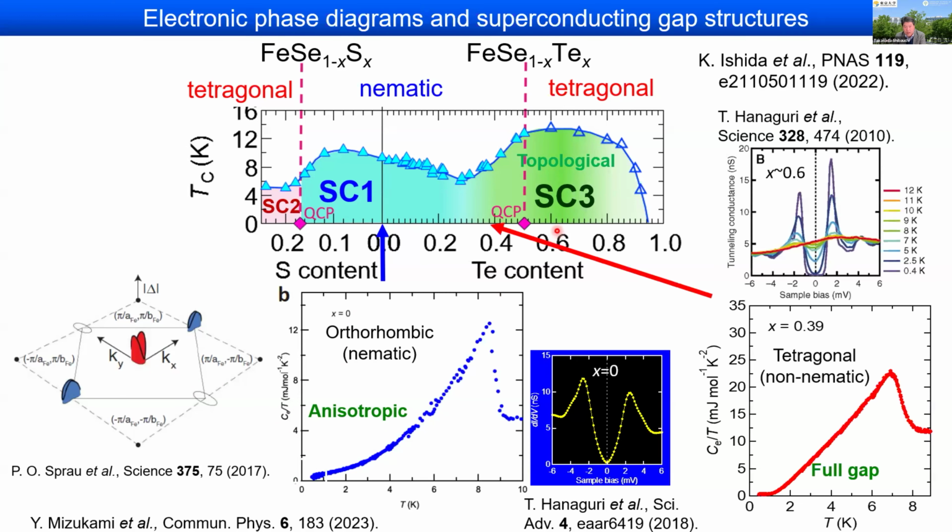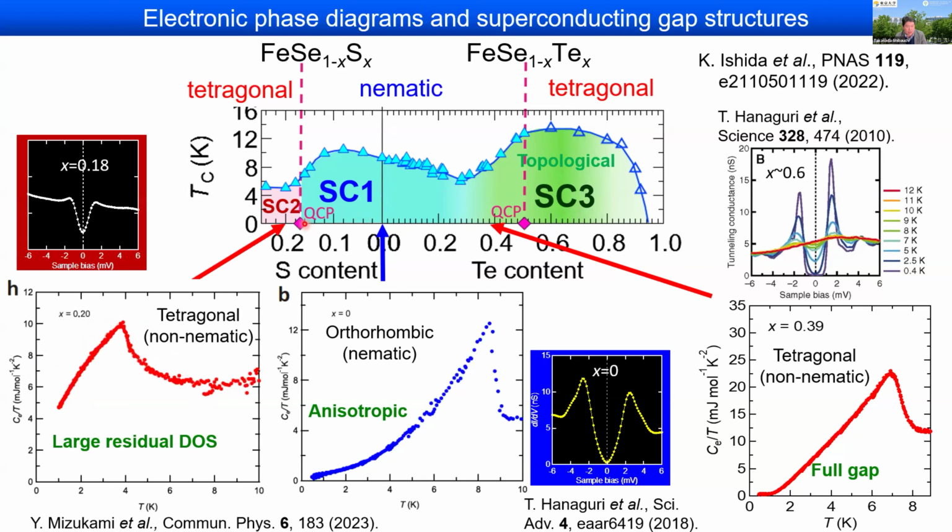However, if you go to the SC3 phase, C over T now shows very flat behavior at low temperatures, and tunneling conductance shows a U shape like this. So it changes to a really fully gapped superconducting state. From the superconducting gap point of view, SC1 and SC3 are also different. And this is consistent with the different origins of SC1 and SC3. Probably, SC1 is related to the spin fluctuation, and SC3 is likely related to the nematic fluctuations.